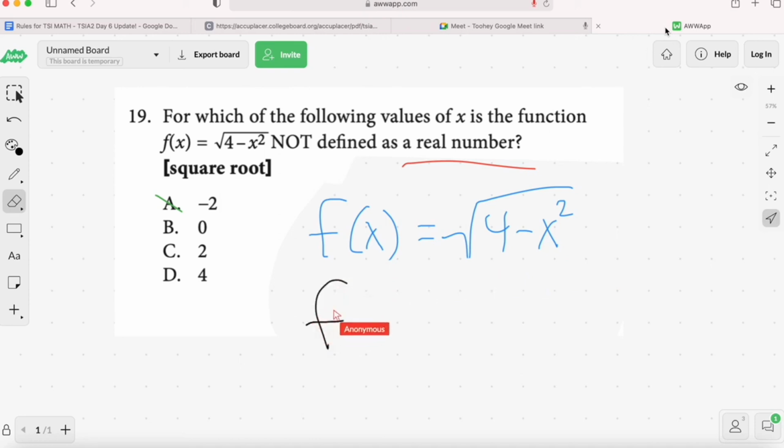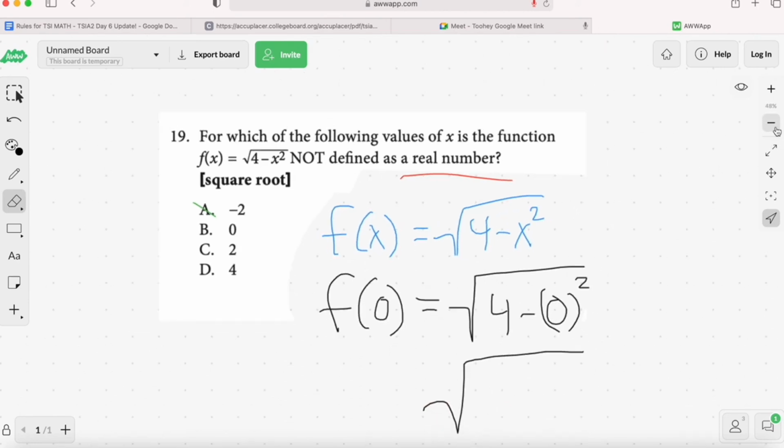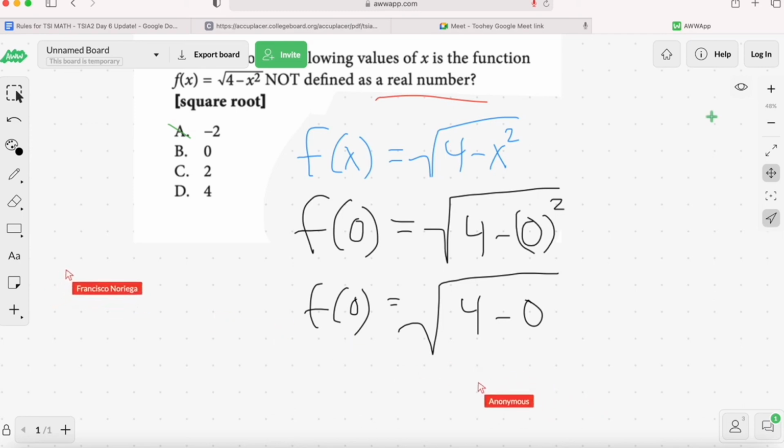All right, so we're going to plug in 0 now. So f of 0, testing answer choice B, equals the square root of 4 minus 0, parentheses, squared. What does that equal, Francisco? 0 squared, that's 0. So 4 minus 0. So f of 0 equals... And what's 4 minus 0? 4. So that's just the square root of 4, and that's 2.